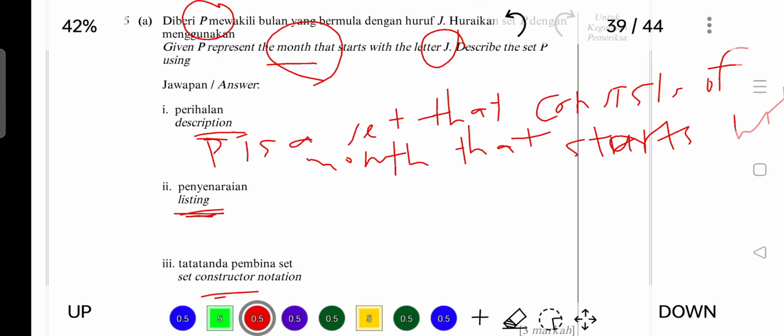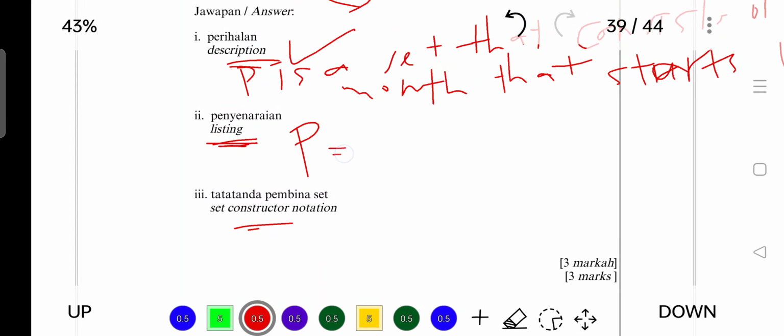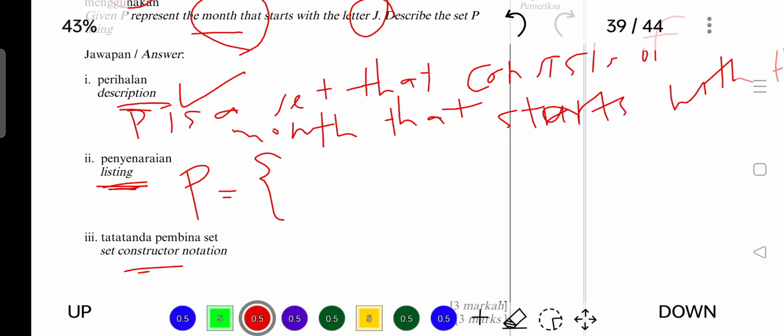So in my phone, describe the set P, description done. Next we have listing. How do we do listing? We simply write the answer. Okay, what answers do we have?